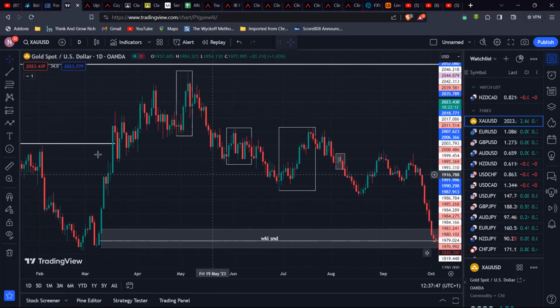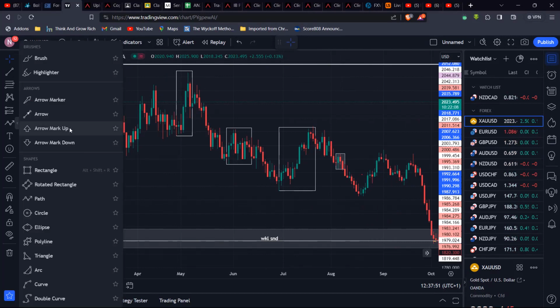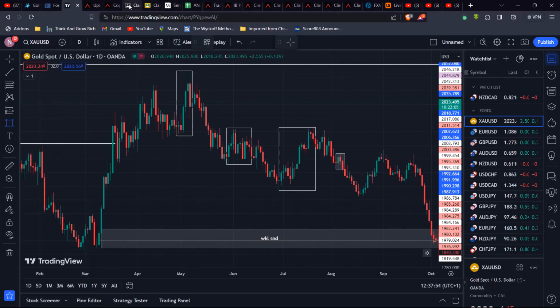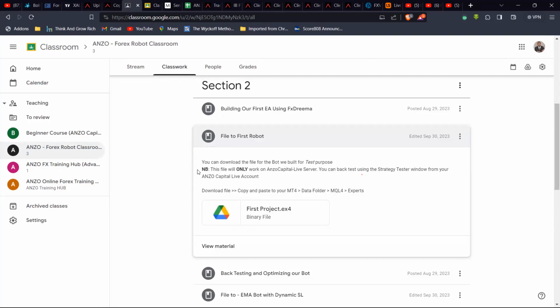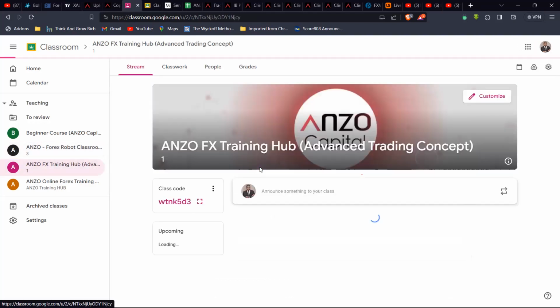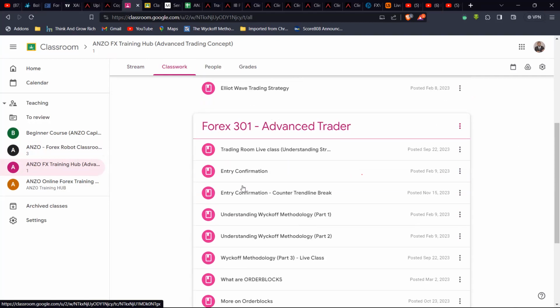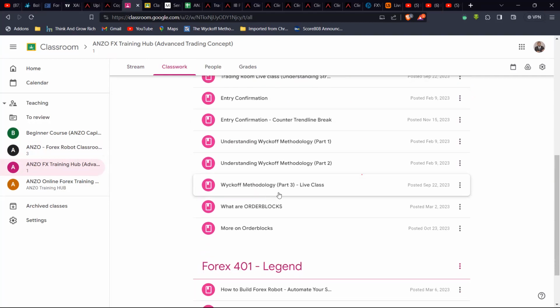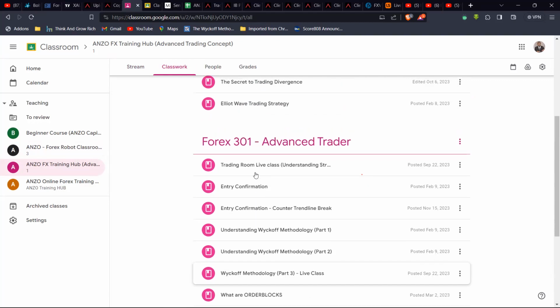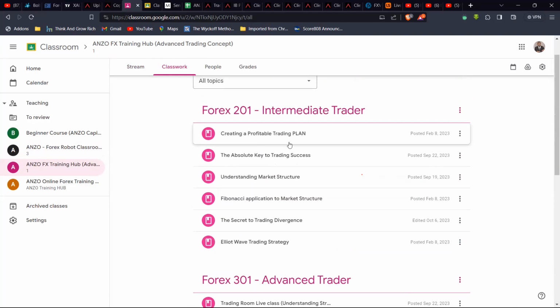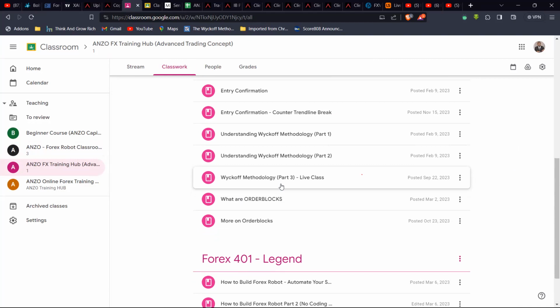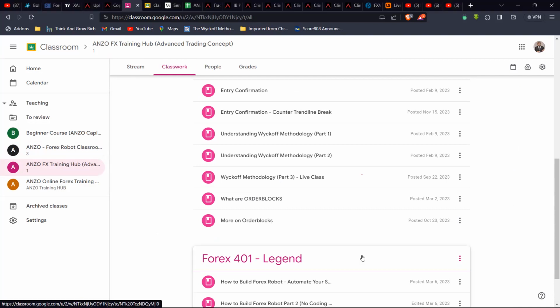Now, for those of you who understand order blocks, you probably get this. But if you don't, remember that you can always take advantage of my courses. There's a training video here on order blocks, if I'm not mistaken. Yeah, there's a training video on Wyckoff methodology. Here there's entry confirmation. I think there's order block here somewhere. Yeah, that's order blocks here, right? So that's a training on order blocks, right?